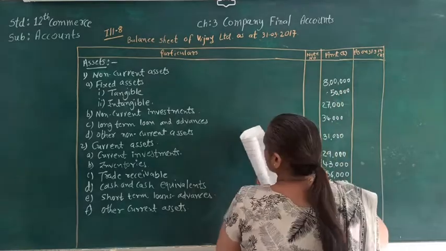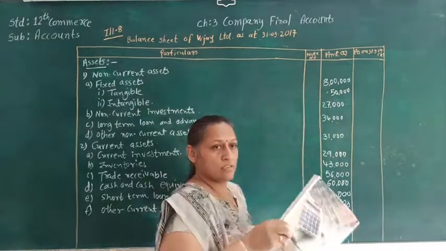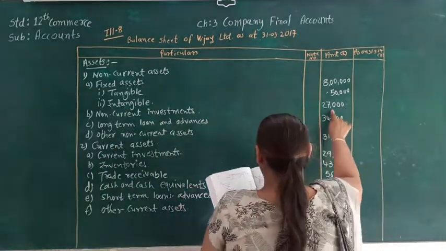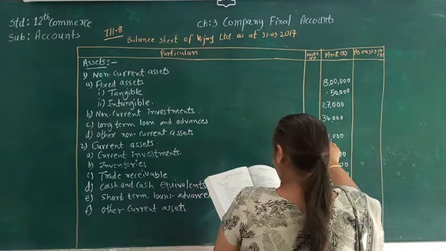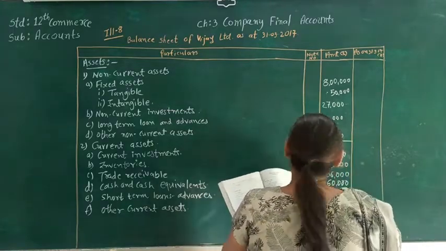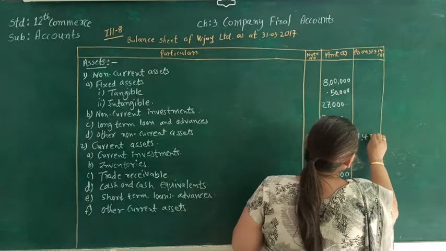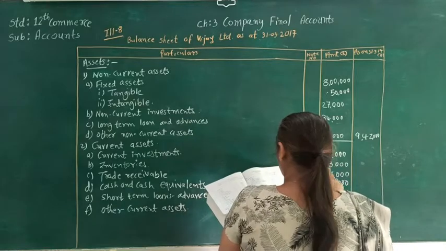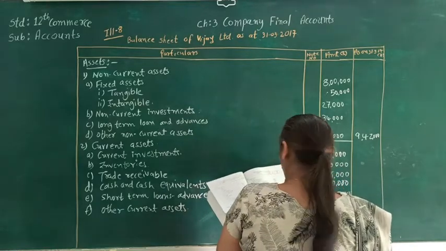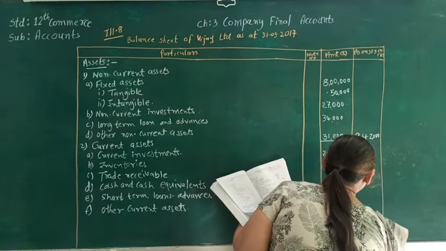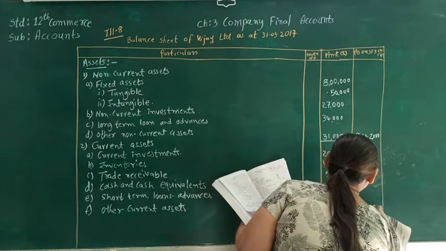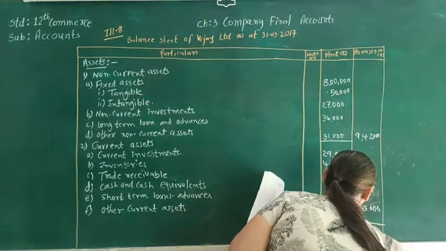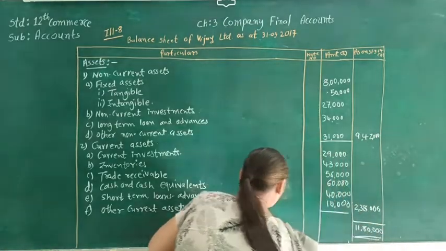So these are the balances, and now let's make the total of that, and total of that will be 8 lakh, 50,000, 27,000, 34,000 and 31,000. Total of that will be 9 lakh 42,000. Then 29,000, 43,000, 56,000, 60,000, 40,000 and 10,000. So here 2 lakh 38,000. So total of this will be 11 lakh 80,000. This is the total.